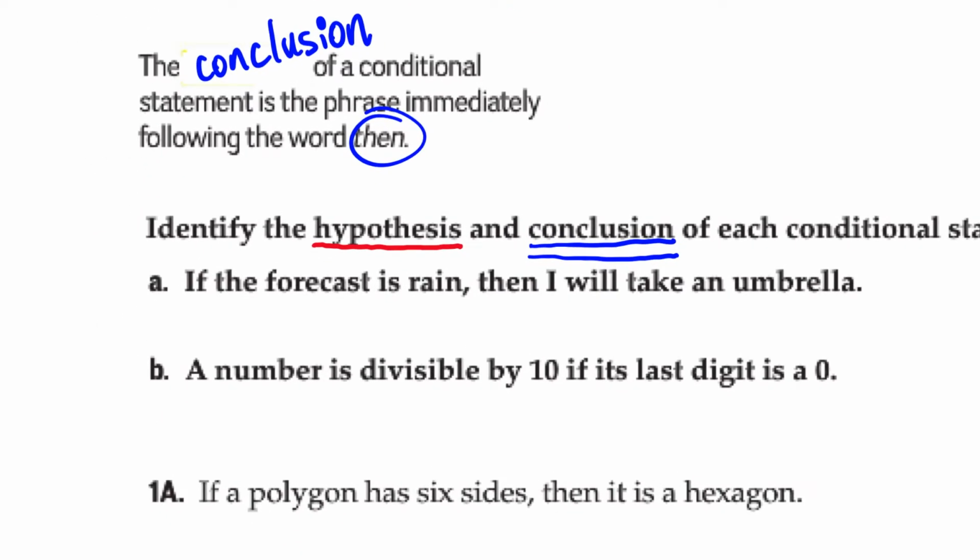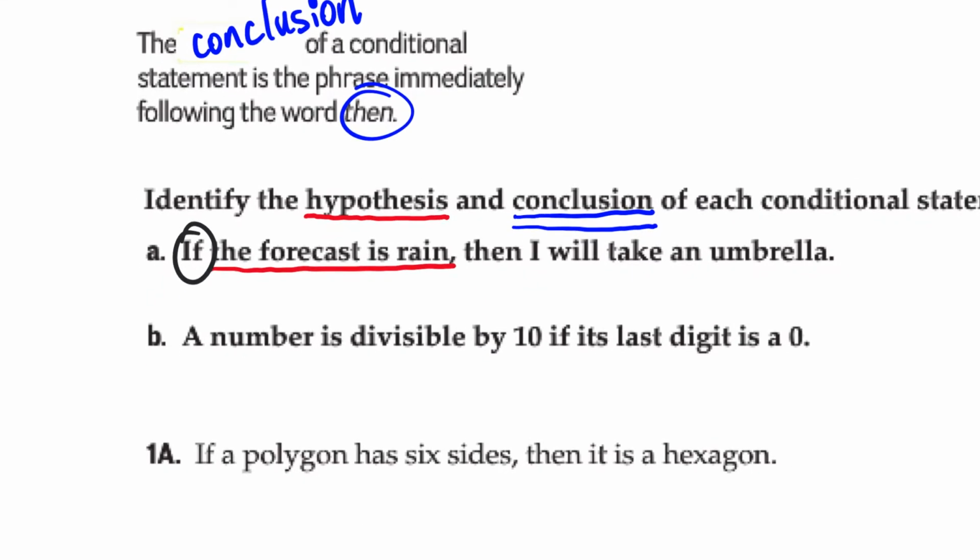So in the first conditional statement there, if the forecast is rain, then I will take an umbrella. What do you think the hypothesis in that conditional is? Okay, good. The forecast is rain. And we know that because we're looking at these keywords. I can see the word if right there. So what do you think the conclusion of that statement is? I will take an umbrella. Okay, I will take an umbrella is the conclusion. It's the part following the word then.